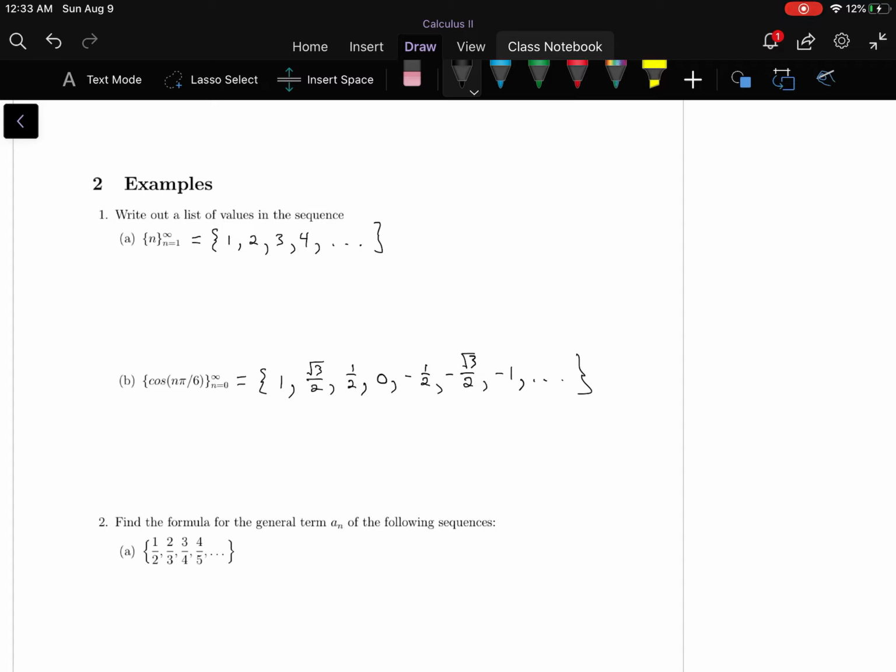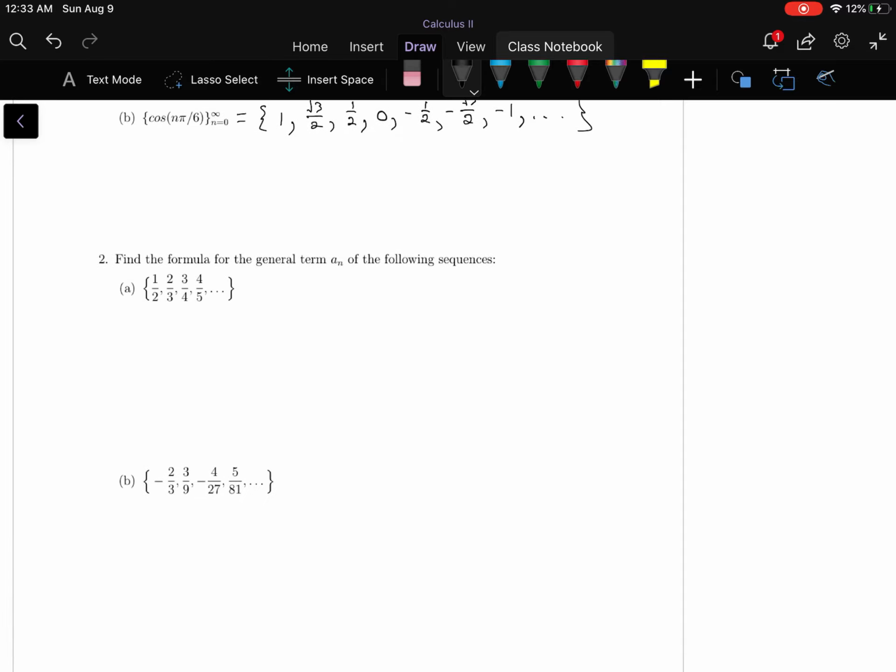So that's probably the simplest thing that you could do with sequences, is to just list out the values contained in that sequence. More challenging is going in the opposite direction, like in problem 2, which says find the formula for the general term an of the following sequence. And so over here, we're given a list and we need to figure out, is there a way that we can rewrite these like the terms that we had inside the curly brackets in A and B in problem 1.